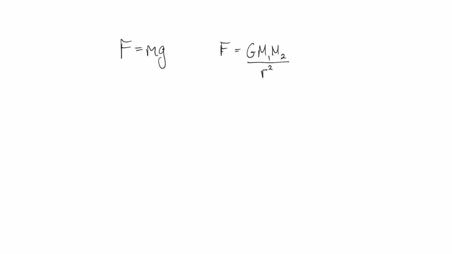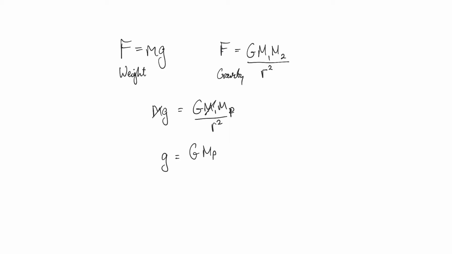At the surface, the force due to weight will be equivalent to the force due to gravity. So if we let one of these equal the other, now it's on a planet, so we're going to assume that this one is the planet and this one is the weight of the person, so they'll cancel. We end up with g equals the gravitational constant times the mass of the planet divided by r squared, and the radius of the planet is the r.